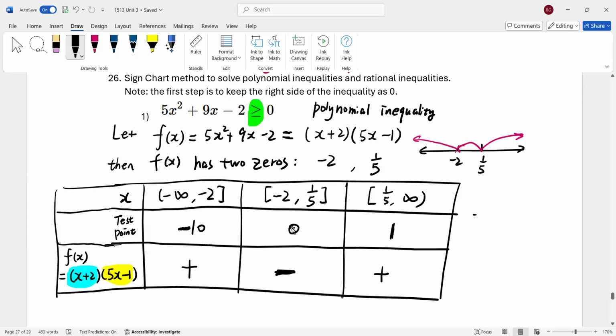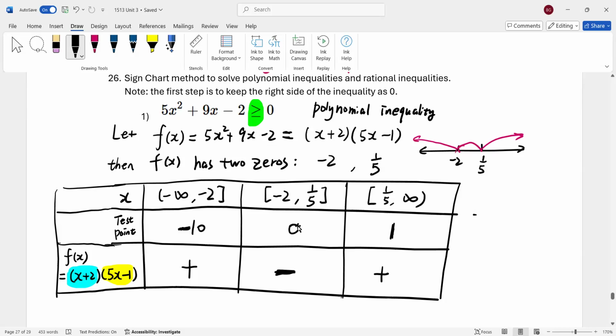0 here is a representative. It is a point in the interval. And the sign of the function at 0, at this representative, is the same as the sign of the function over the whole interval. So this basically tells us we can conclude the function is positive from -infinity to -2. Well, positive or 0, okay?